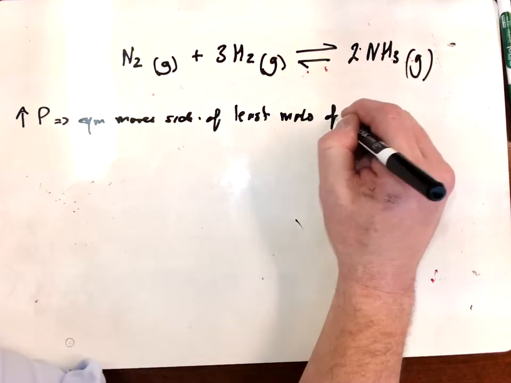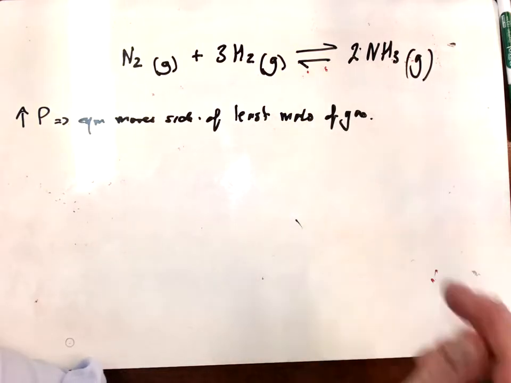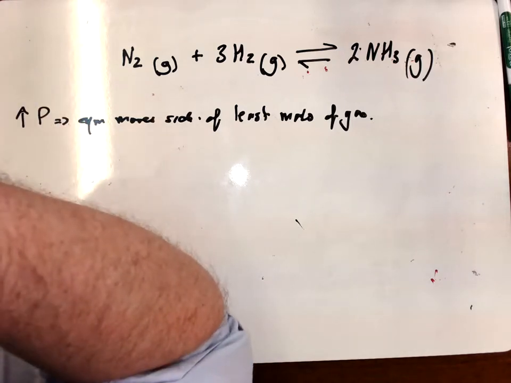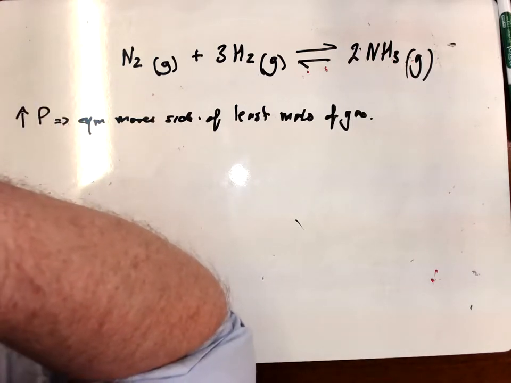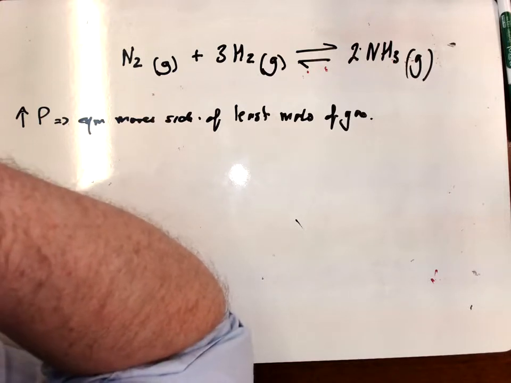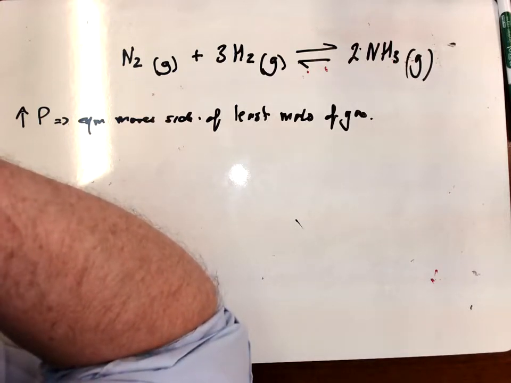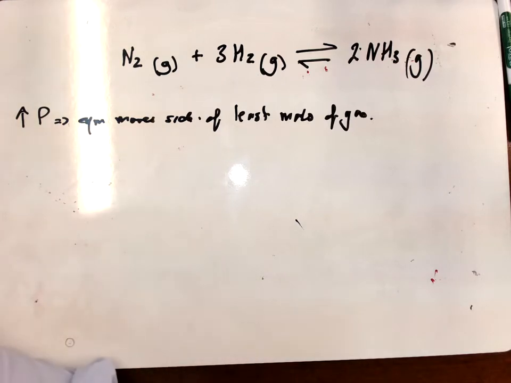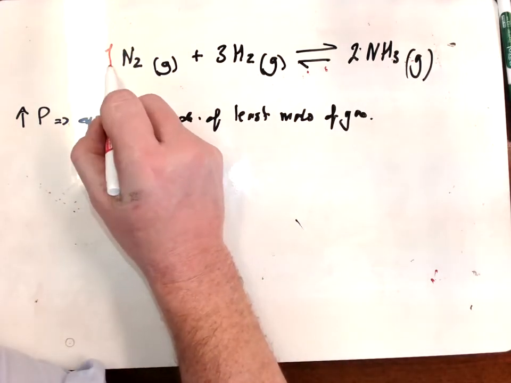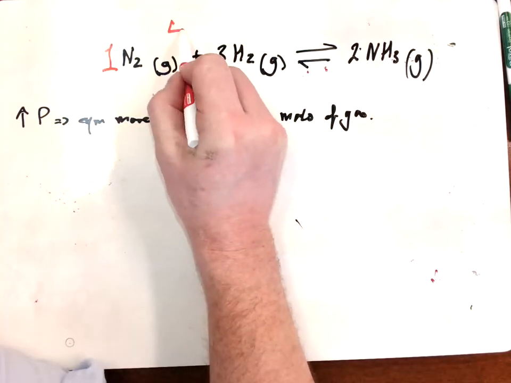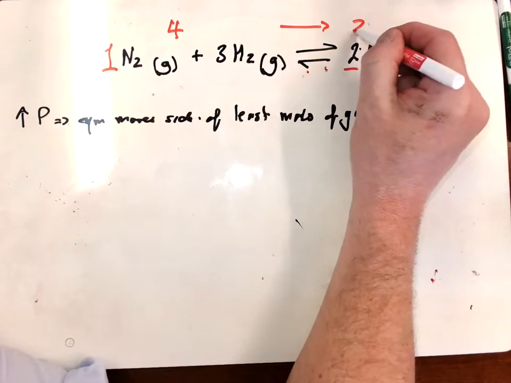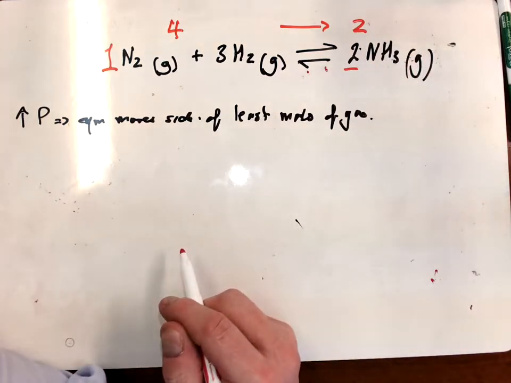So the key here is that if I increase the pressure, the equilibrium moves to the side of least moles of gas. In the last one, the first thing we had to ascertain was whether the forward reaction was exo or endothermic, to decide whether an increase or decrease in temperature would affect the equilibrium and in which direction it would move. This time with gases, we're counting the number of moles on the left and the right hand side. So here I have my imaginary 1 plus 3, so I have 4 moles on that side going to 2 moles of gas on that side.